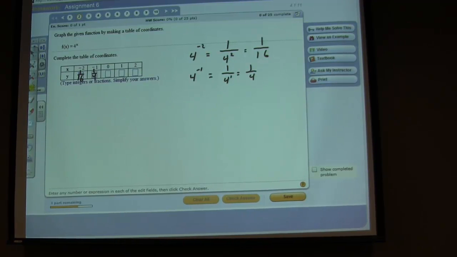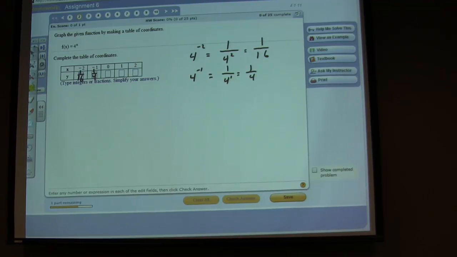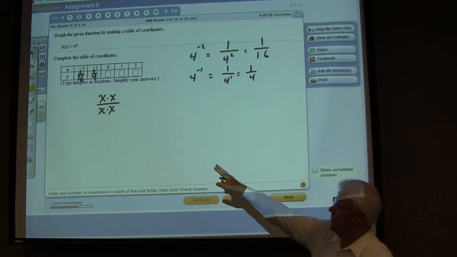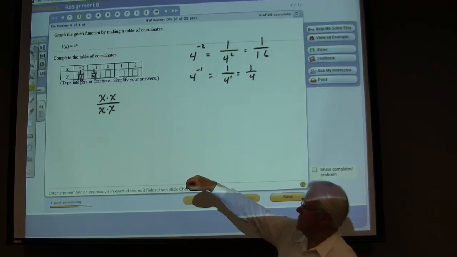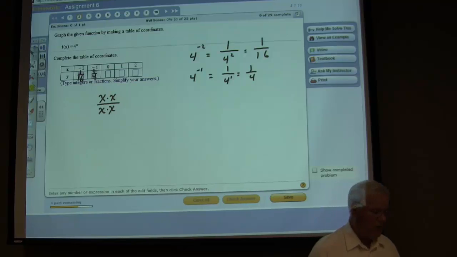Now what about to the 0 power? Well, the best way to illustrate that is go back to our fractions. What if I had x times x over x times x? Well, you would say anything over itself is 1, wouldn't you? X times x is x squared over x squared. Anything over itself is 1, so that should be 1.